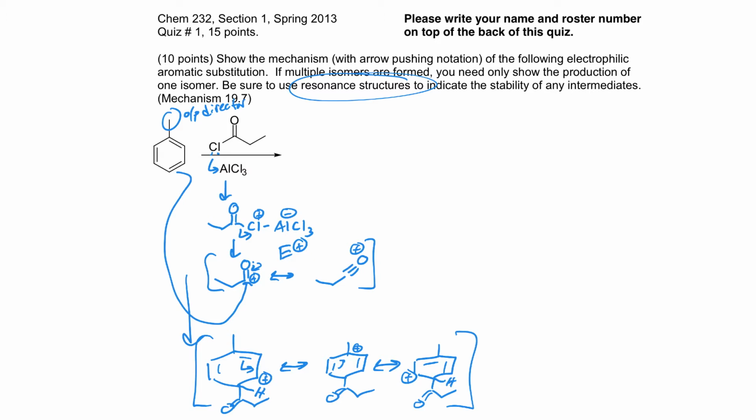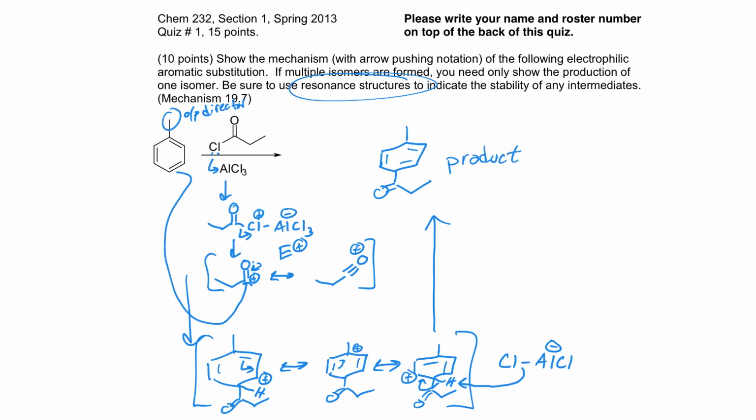I'm going to use the AlCl4 minus compound as a weak base. Remove that H, reform the alkene, reforming the aromatic ring, and I would make this compound, which is my product. So this is an aromatic substitution.